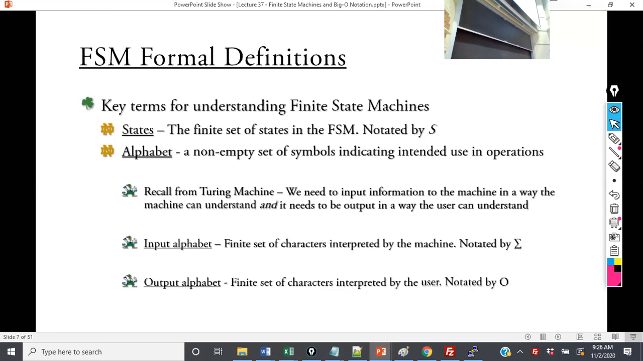If you remember when I was talking about Turing machines at the beginning of the semester, one thing I really wanted to drive home was this idea that when we type into the computer, it doesn't understand what we're doing. And when it's printing something else, the computer doesn't actually know what this is. It's just printing in ways in which we understand. So tying this back to the way in which you program, you have to be mindful of what goes into your program and what comes out of your program. The input alphabet is the set of symbols that are interpreted by the machine, and we use sigma to represent those. And the output alphabet is the finite set of characters interpreted by the user, and that's represented by L.